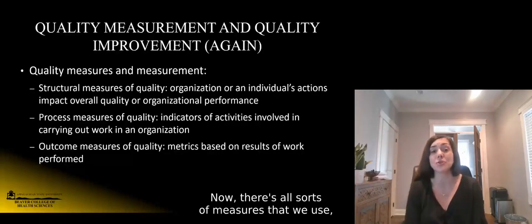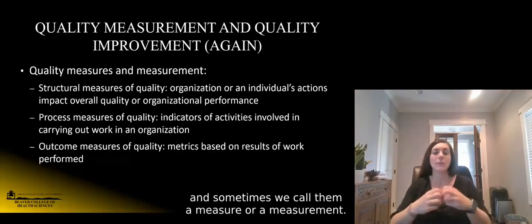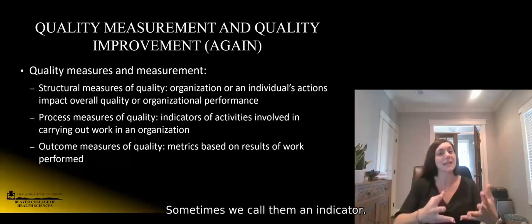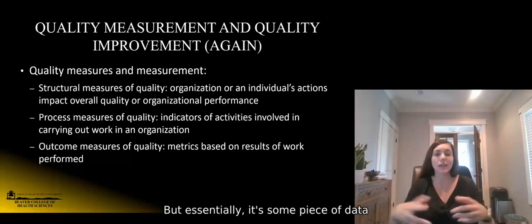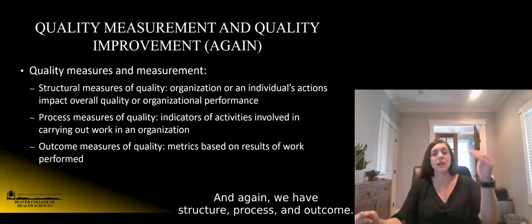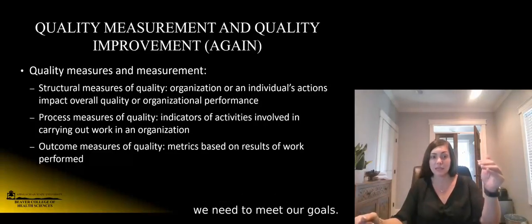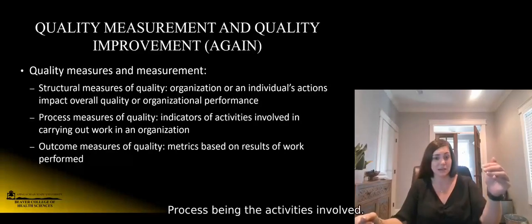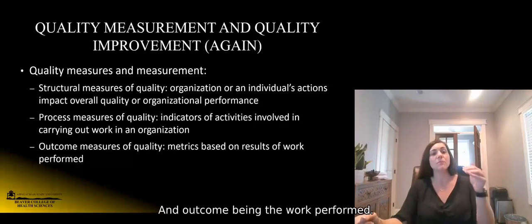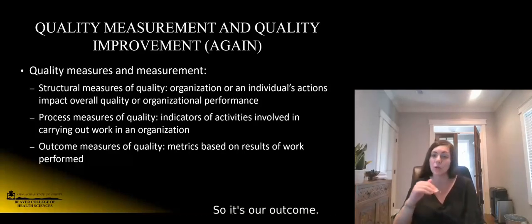Now, there's all sorts of measures that we use, things we track over time, and sometimes we call them a measure or a measurement. Sometimes we call them an indicator, but essentially, it's some piece of data or information we're tracking. And we have structure, process, and outcome. Structure being whether or not we have the resources we need to meet our goals. Process being the activities involved. And outcome being the work performed. What was the result of that? Did it work? So that's our outcome.